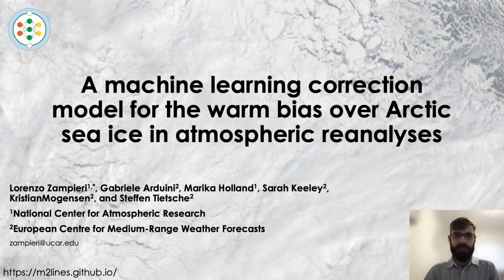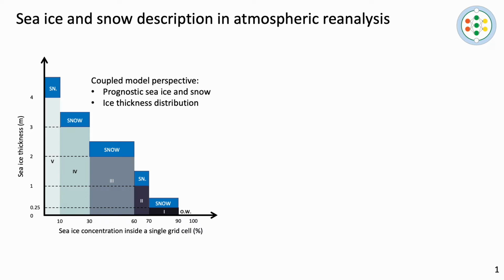Today I will discuss a study developed in the framework of the M² Lines project and carried out with contributions from colleagues at the European Center for Medium-Range Weather Forecasts. In particular, I will present a machine learning correction model for the warm bias over the Arctic sea ice in atmospheric reanalysis. Many of us use reanalysis in our research because these products are quite convenient as they are continuous in time and space. However, when it comes to sea ice in atmospheric reanalysis, we should be particularly careful.